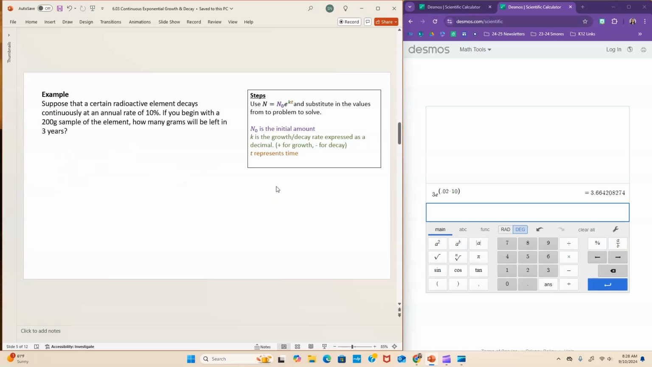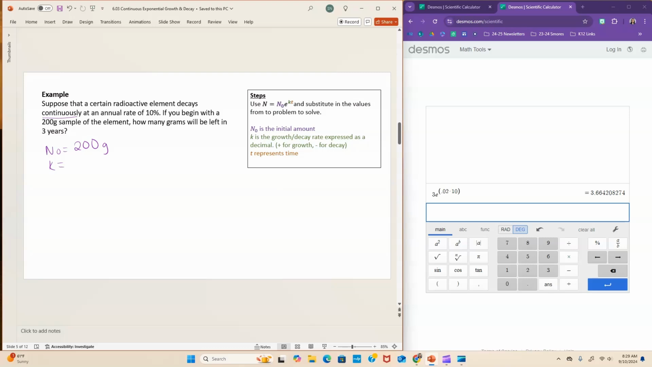So now let's try this example. It says, suppose that a certain radioactive element decays continuously at an annual rate of 10%. If you begin with a 200-gram sample of the element, how many grams will be left in 3 years? Once again, we see that word continuously, so we know we need to use this formula. N naught is the starting value, which in this case is going to be 200 grams.